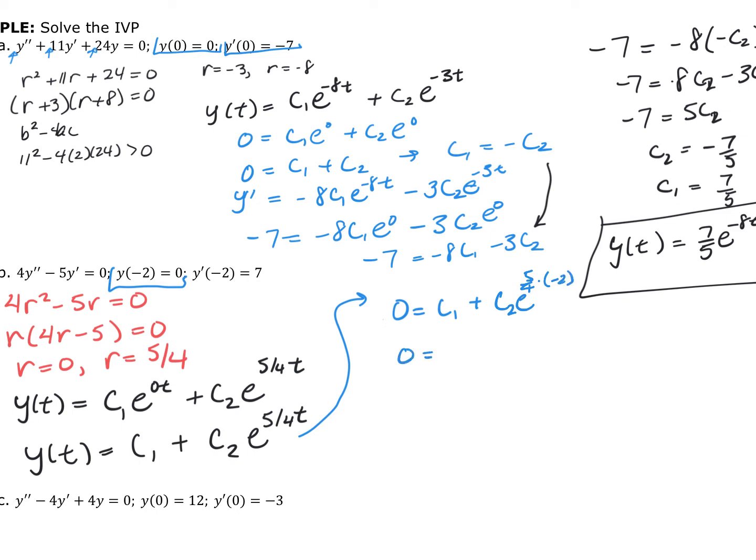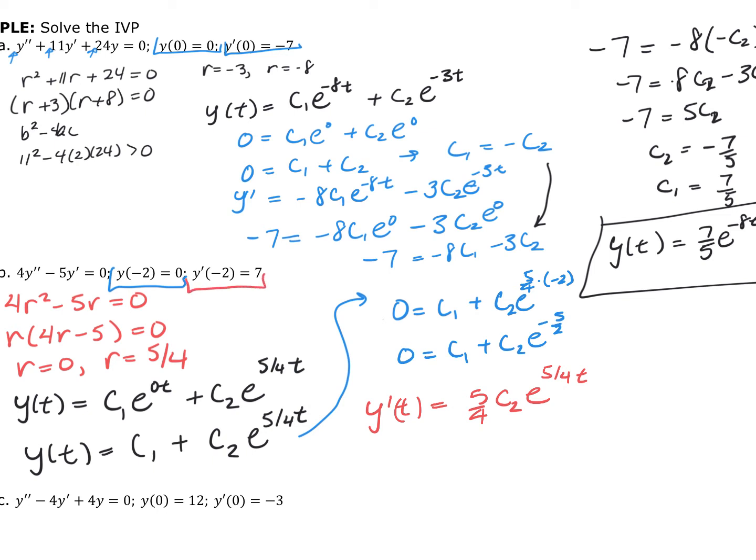So 0 is equal to c sub 1 plus c sub 2 e raised to the 5/2. So that is my first equation. Now my second equation is I'm going to need to take the derivative. So I'm going to take the derivative, and so I have y prime of t is equal to, well, the derivative of a constant is 0. Then I'm going to get 5/4 c sub 2 e raised to the 5/4 of t.